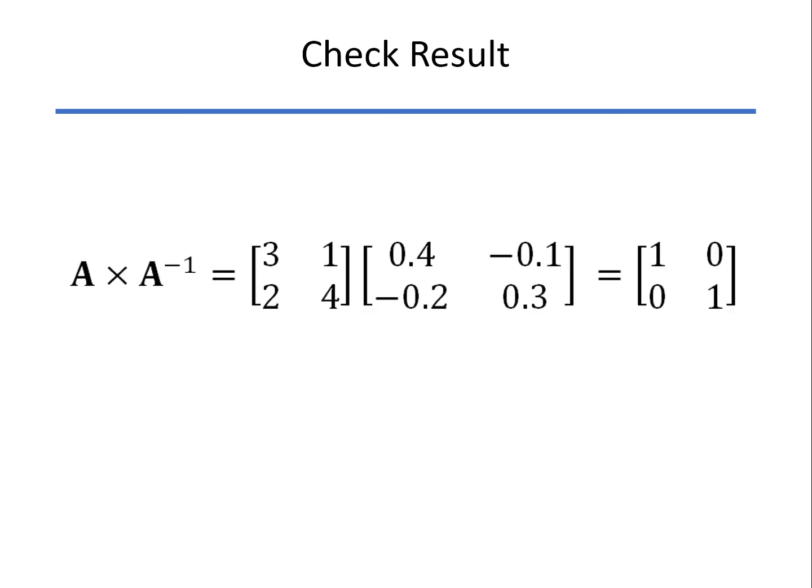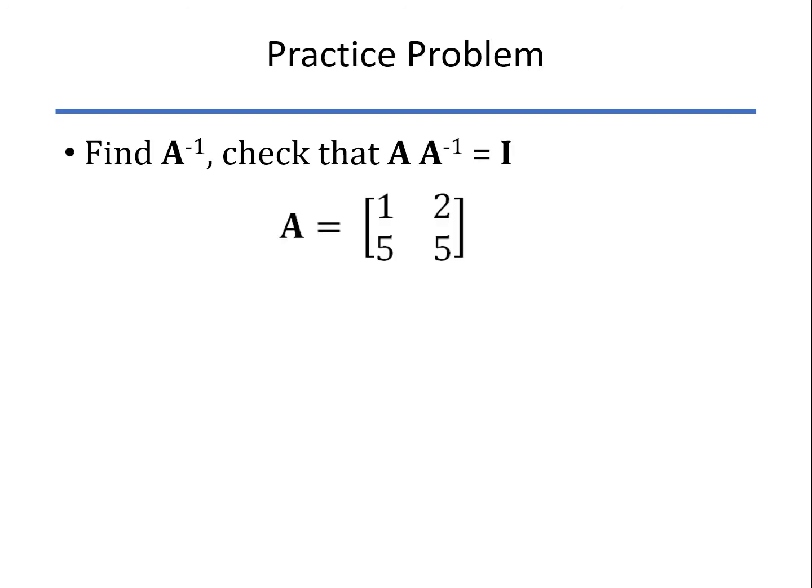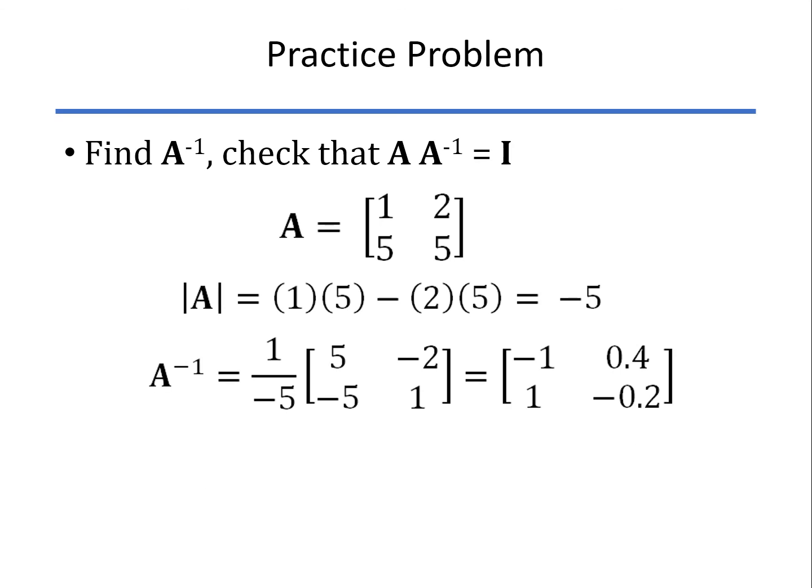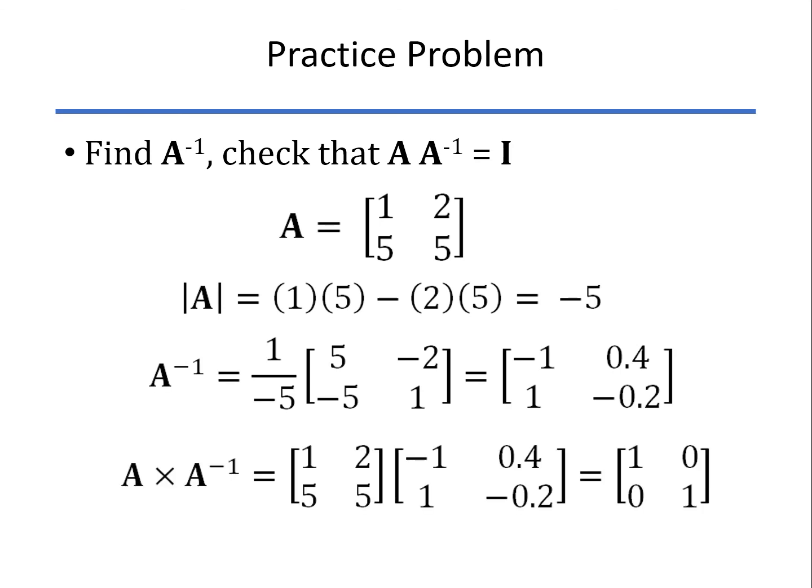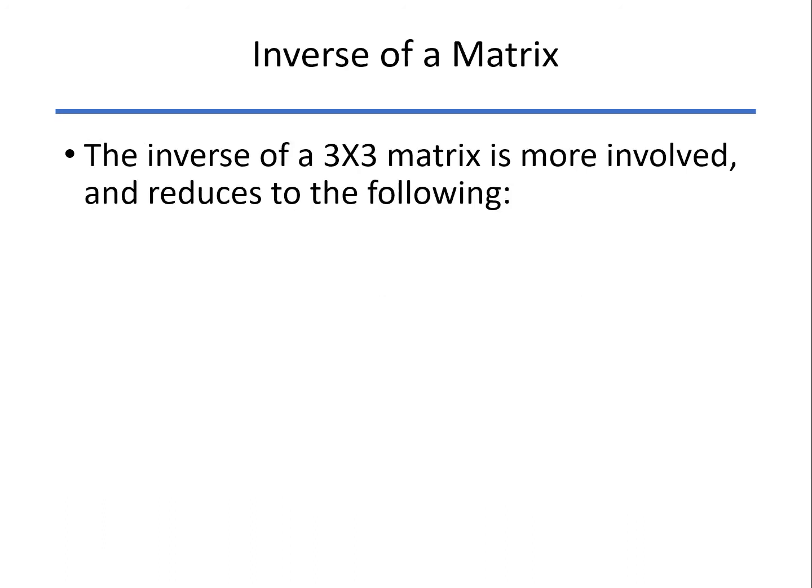Now we can check that simply by multiplying that matrix by its inverse, and yes, we do end up with the identity matrix. So again, don't worry too much about the calculations here. We'll do these with MATLAB and Excel. But if you do this one, again, you can check and make sure that when you find the inverse, if you multiply it by the original matrix, you get the identity matrix.